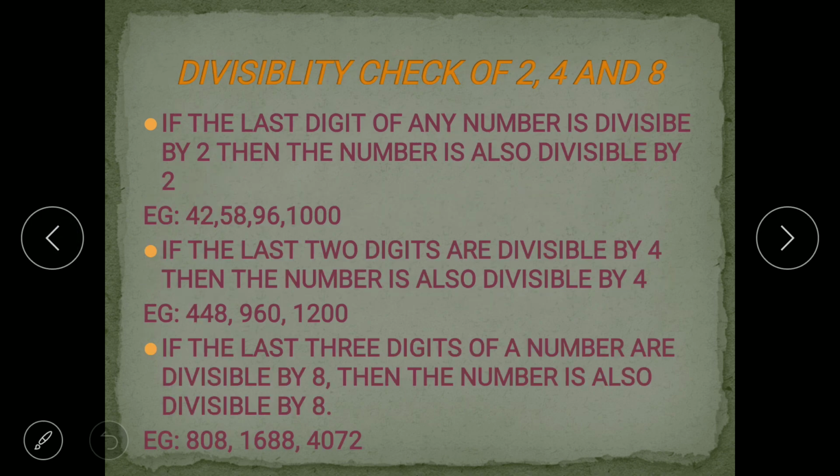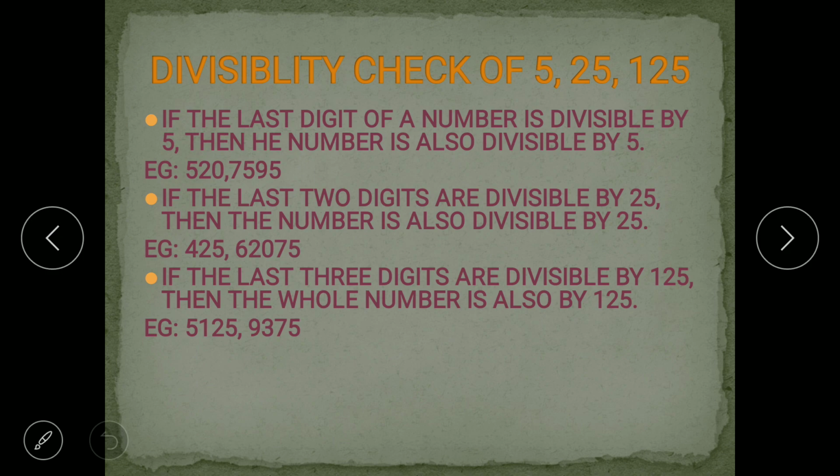Let's revise this once again. If the last digit is divisible by 2, then the total number is divisible by 2. If the last two digits are divisible by 4, then the total number is divisible by 4. If the last three digits of a number are divisible by 8, then the number is also divisible by 8.